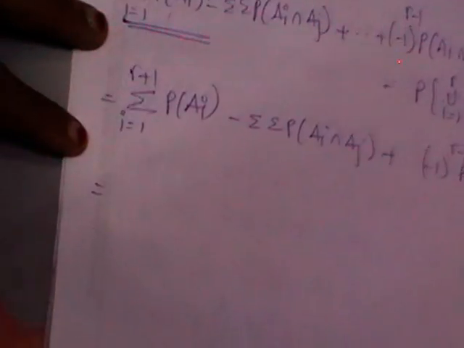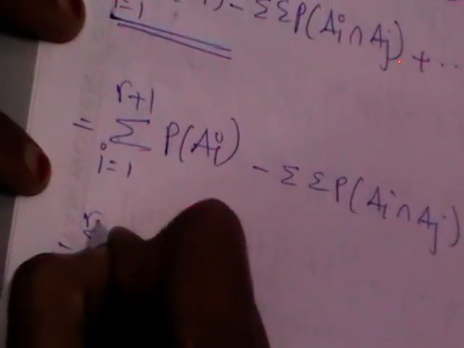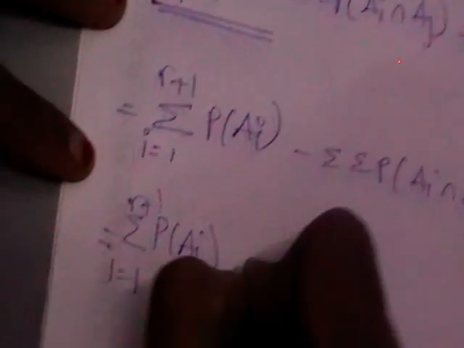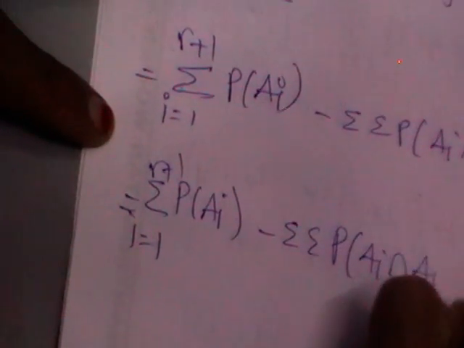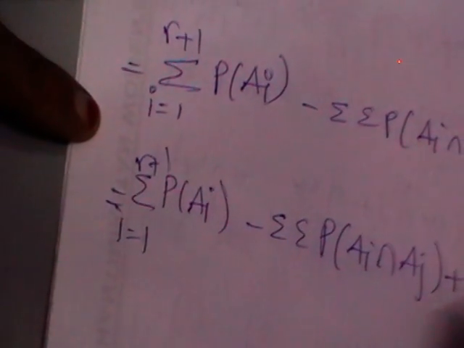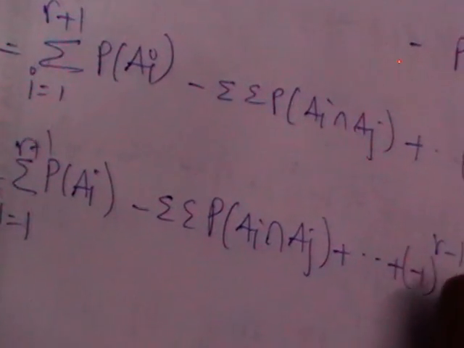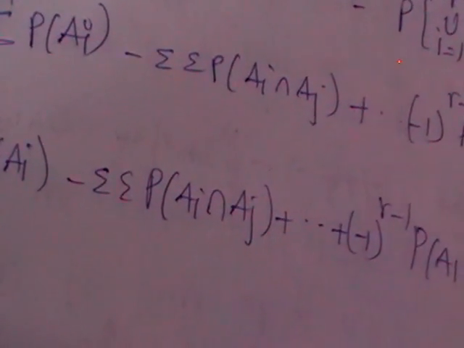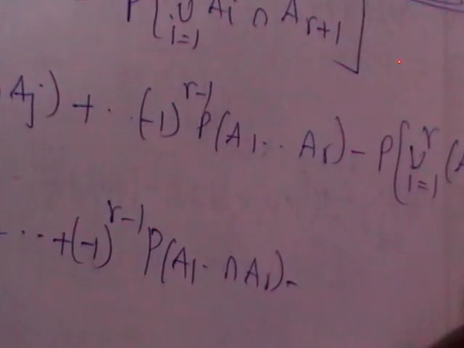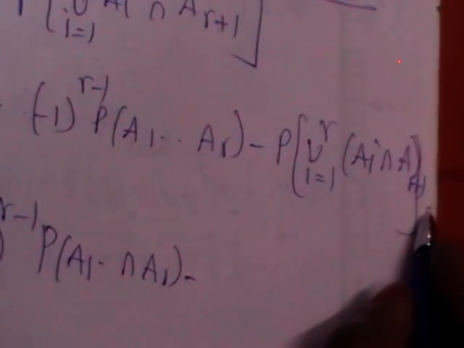Okay, so again we got this as sigma I. I think the first term is tallied with the RHS. So if you go here to the next terms, let us write the first terms as it is. Let us look at the last term: union I is equal to 1 to R, AI intersection AR plus 1.